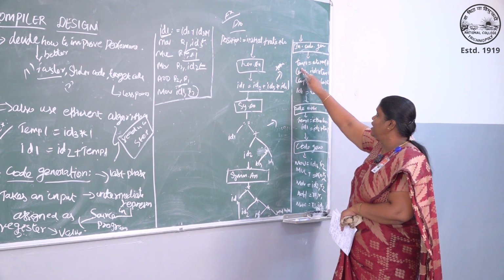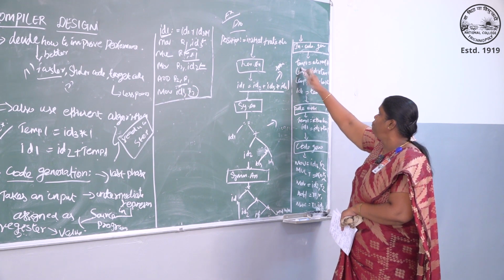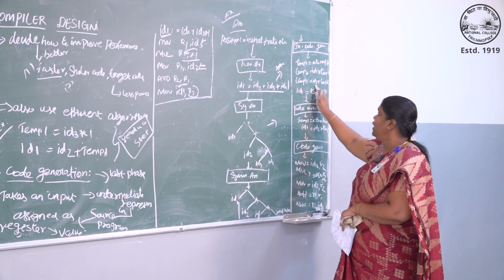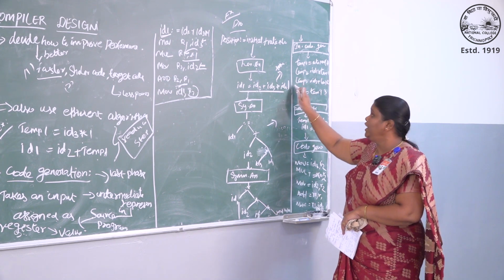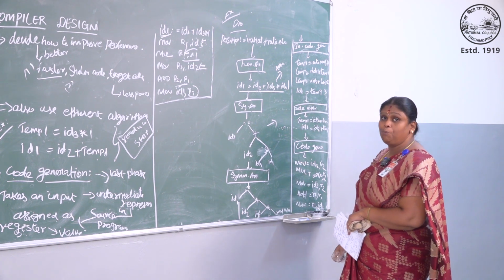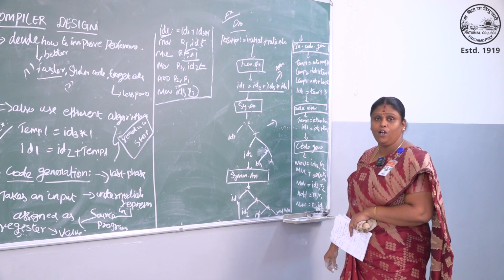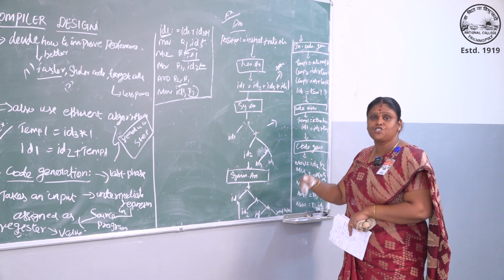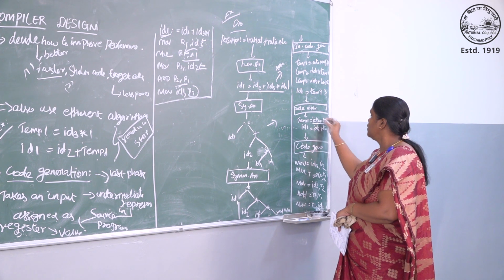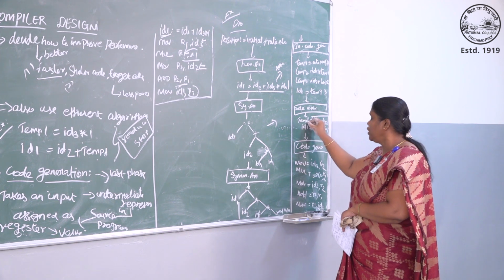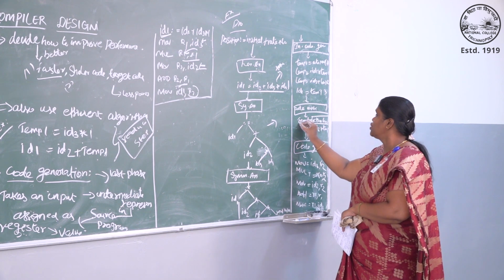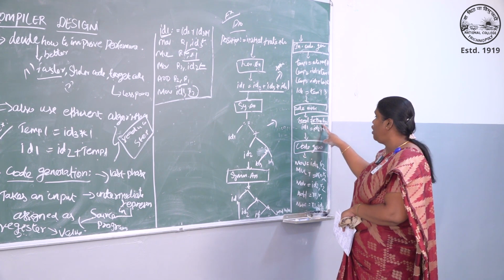In intermediate code generation, this value is assigned to temp1. Then ID1 star temp1 is assigned to temp2, then ID2 plus temp2 is assigned to temp3, then ID1 equal to temp3. Next step is code optimization, which is used to reduce the steps and code. Temp1 equal to ID3 star 60: ID3 star 60 is stored in temp1. Next, ID1 equal to ID2 plus temp1, where temp1 contains ID3 star 60.